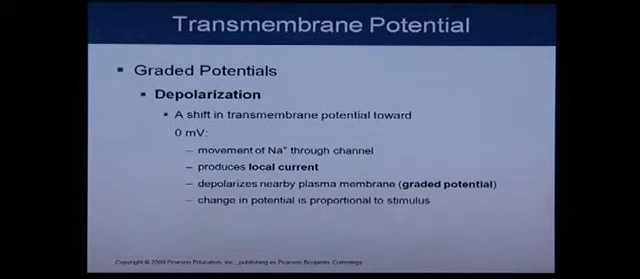But what if we don't want to be at rest? What if we want to have an action potential that will cause a neurotransmitter to be released to direct something, a muscle contraction, or to cause another neuron to fire? So depolarization is what we're going for. Depolarization is a shift in transmembrane potential toward 0 or beyond. And it's caused by a movement of sodium through the sodium channels. It will produce a current and cause further depolarization.